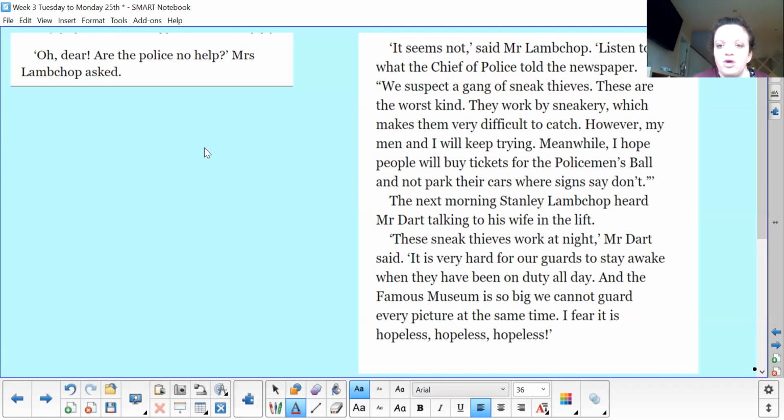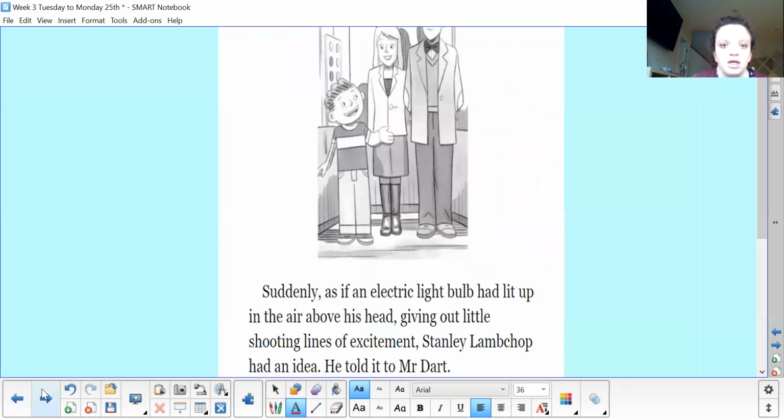Can everyone remember what hopeless means? When we had the word less in a word, it means it's not that thing. So useless means it's got no use. Hopeless, no hope. Okay, so hopeless.